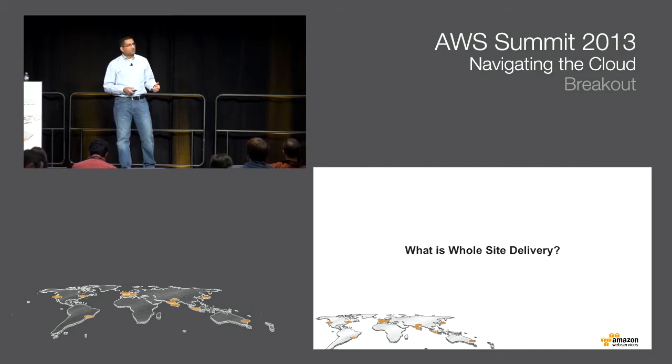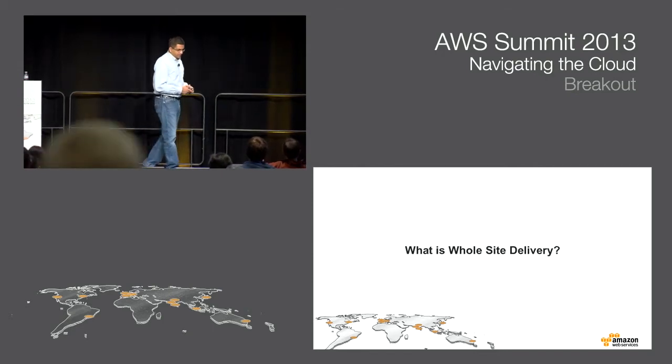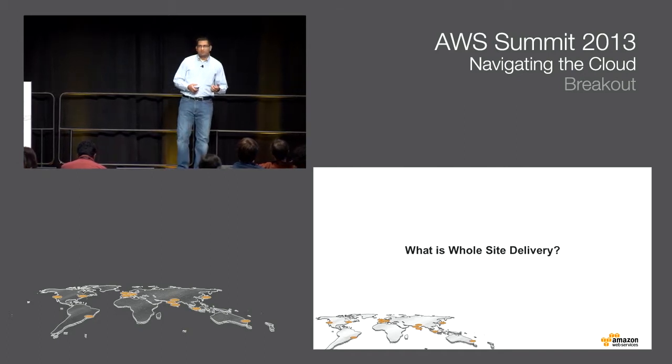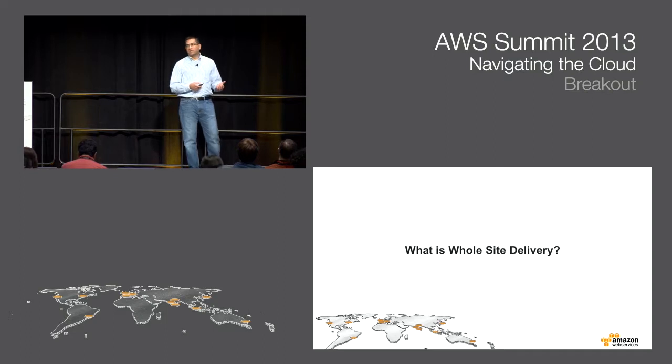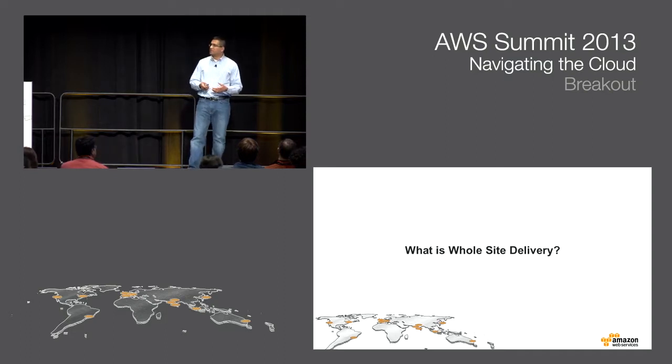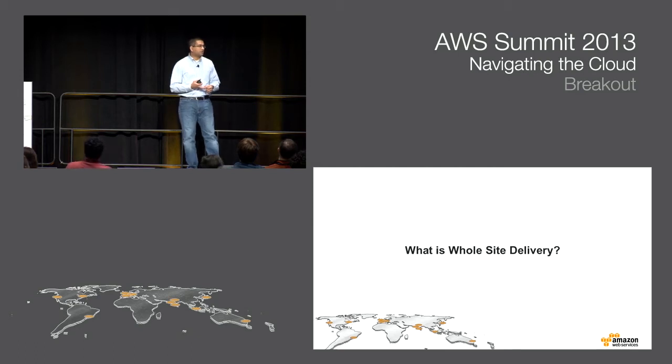So before we dive into what is whole site delivery, just want to take a quick minute and talk about what is CloudFront. So CloudFront is a content delivery service. CloudFront has edge locations around the world and integrates with other AWS services like EC2 and S3 to make it easy for you to deliver content with low latency and high throughput to your end users around the world.